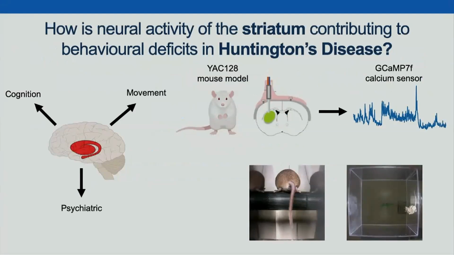So my project centers around Huntington's disease, and this is a neurodegenerative disease that leads to movement, cognitive, and psychiatric disturbances. And the dorsal striatum is the main site of neurodegeneration in HD. And in my experiments, I'm using the technique fiber photometry to measure activity in the dorsal striatum of mouse models of Huntington's disease as they perform different behavioral tasks, such as the 2 shown here, the rotarod and the open field. So I'm using fiber photometry to measure activity of the GCamp sensor during these tasks.